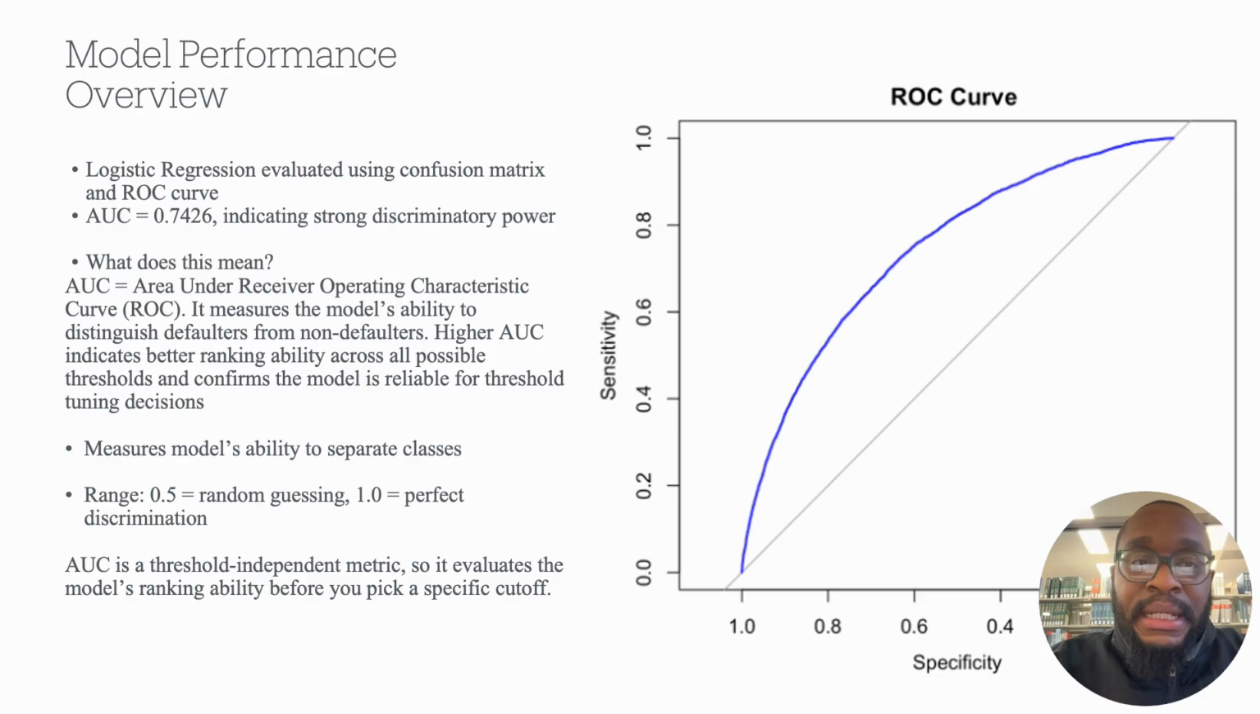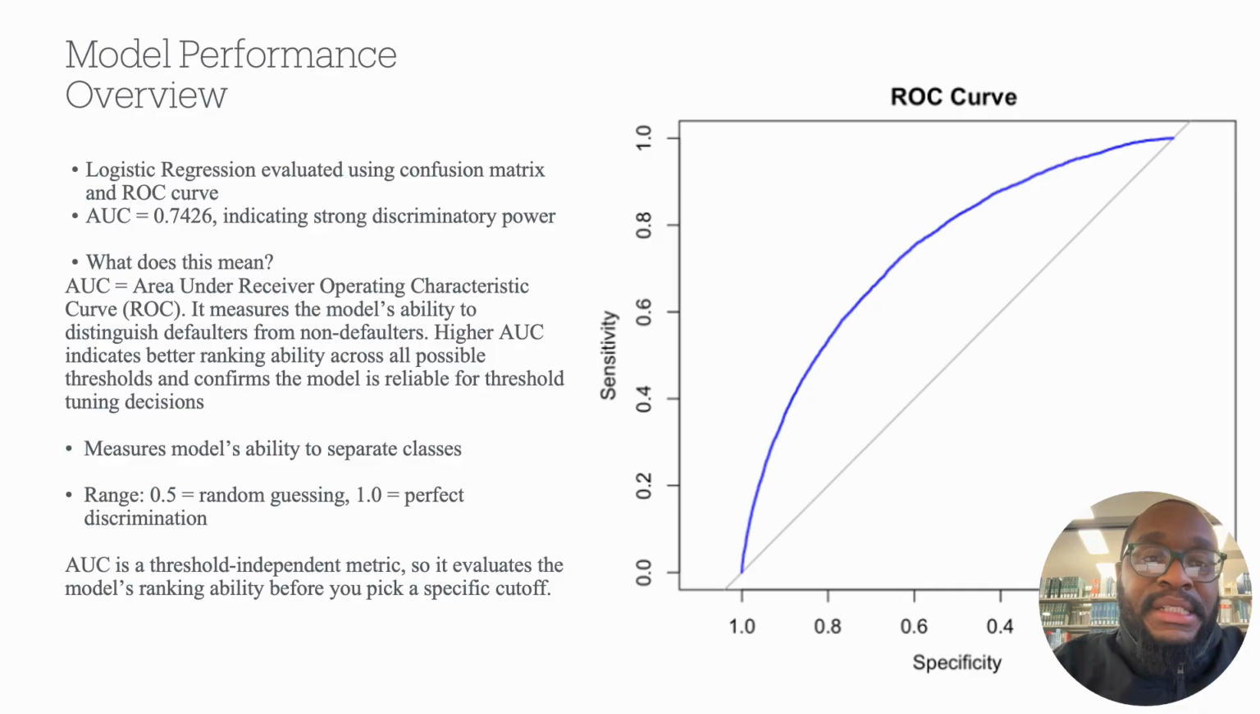What does this mean? AUC is the area under the receiver operating characteristic curve. It measures the model's ability to distinguish between different classes, in our case, defaults and non-defaults. Higher AUC indicates a better ranking ability across all possible thresholds and confirms the model is reliable for threshold tuning decisions.